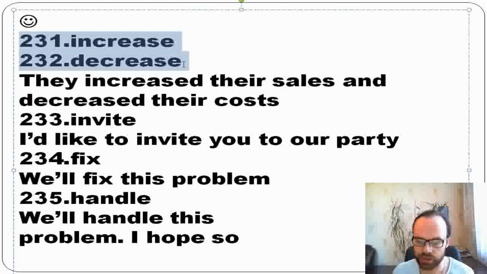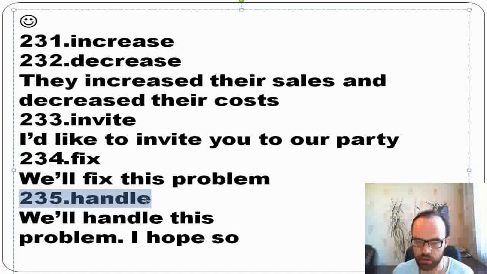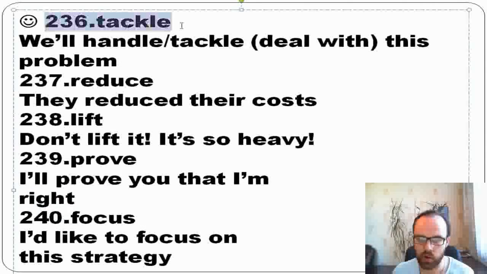Increase and decrease. They increased their sales and decreased their costs. Invite. I'd like to invite you to our party. Fix. We'll fix this problem. Handle. We'll handle this problem. I hope so. Tackle. We'll handle this problem, or we'll tackle this problem, or we'll deal with this problem. These verbs have a similar meaning.